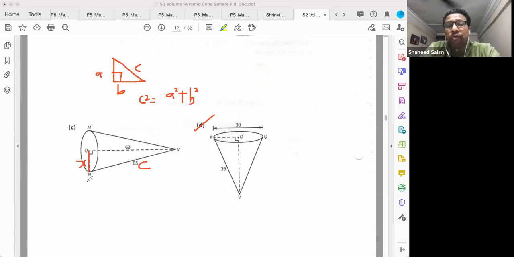We are doing C. Do D first, then you do C, because C is more complex than D.